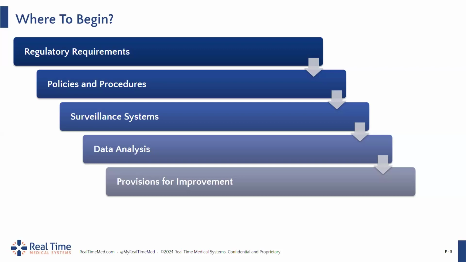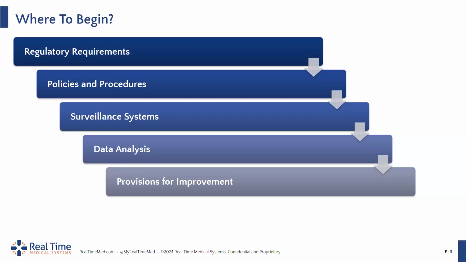With that being said, now what do we do? Well, you're going to take all of those regulatory requirements and pull them into practical policies and procedures. We'll get into that. We'll look at our surveillance system, and that's really where we're going to talk about our technology today. And again, what that data gives us, now do the analysis of it. What is it telling you? And then what are you going to do with what you found? That's where those provisions for improvement come into play.